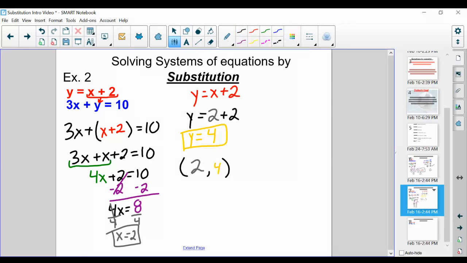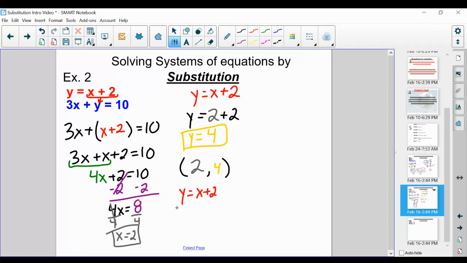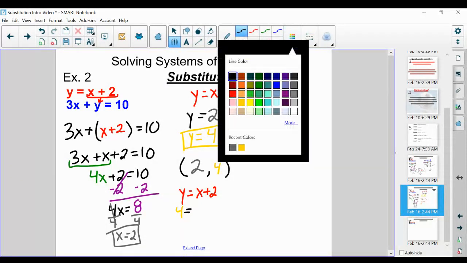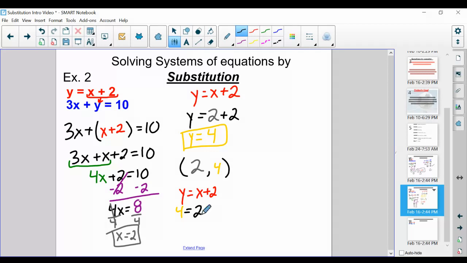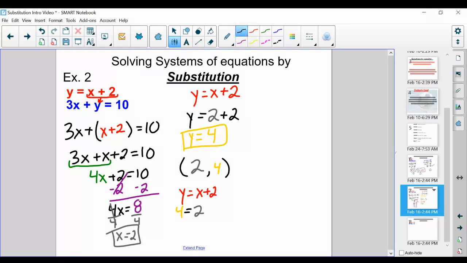And now we need to double check and plug these in to both equations. Well, we have y is equal to x plus 2. The y value is 4, so 4 is equal to the x value, which is 2. I missed the gray. Here we go. 2 plus 2, and we get 4 is equal to 4.